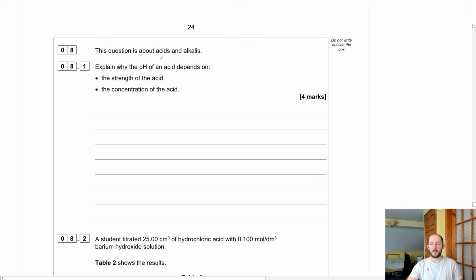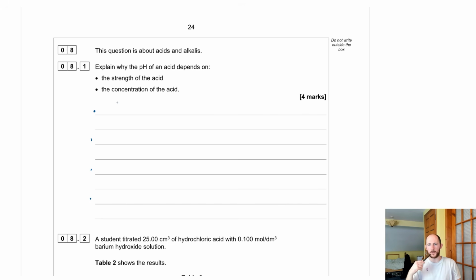So, 8.1. Question about acids and alkalis. The final question in the paper. Explain why the pH depends on the strength of the acid and the concentration of the acid. Well, 1, 2, 3, 4. Classic, 4 bullet points.